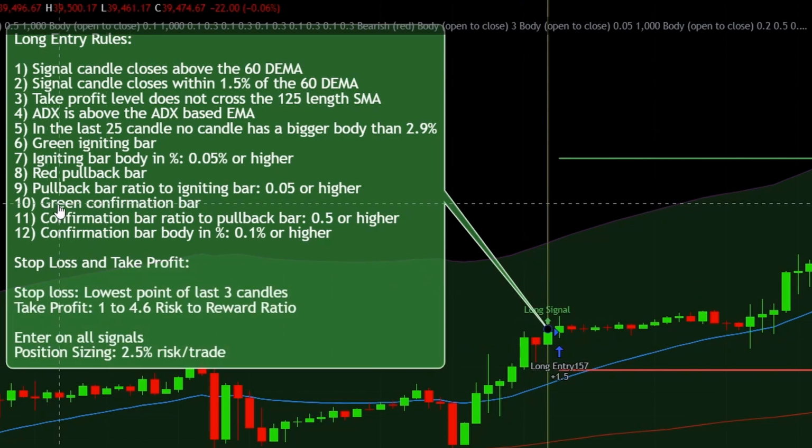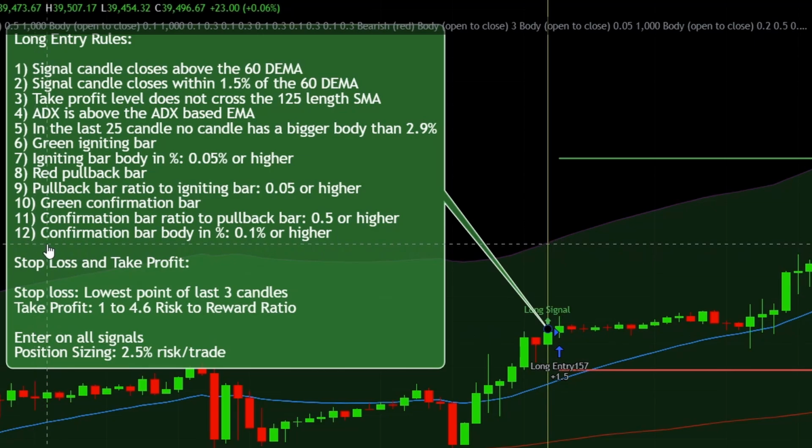Bear with me, we are almost finished. The 10th rule is that we need a green confirmation bar. The signal candle is the confirmation bar and it is green. 11th rule, the confirmation bar to pullback bar ratio is 0.5 or higher. That means that this bar needs to be at least half the size of the pullback bar. I know in the original 3-bar pattern, the confirmation bar needs to be at least the same height as the pullback bar, but as I said, I use an optimization service to get these results, and these values came out to be the best. In this case, the confirmation bar to pullback candle ratio is obviously bigger than 0.5, it is around 2 now.